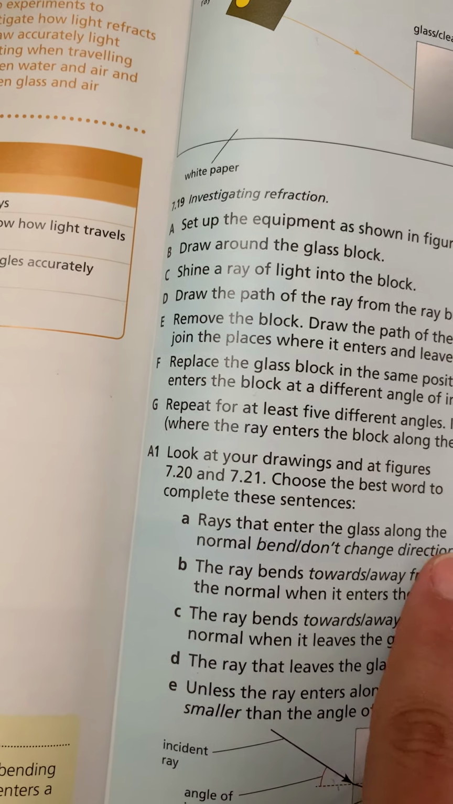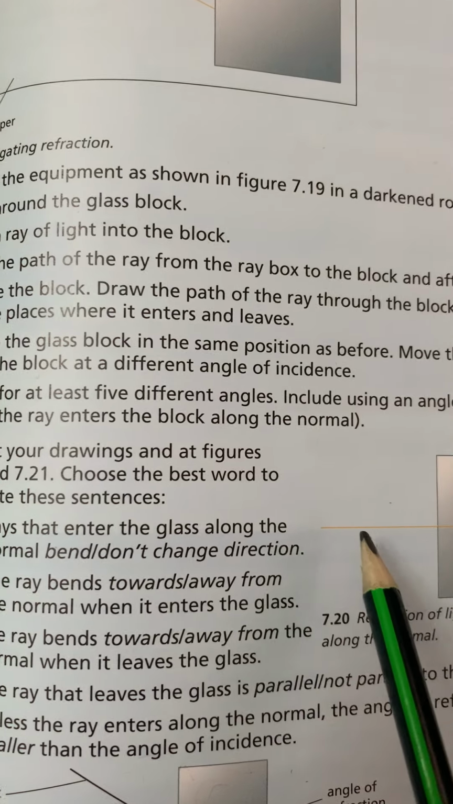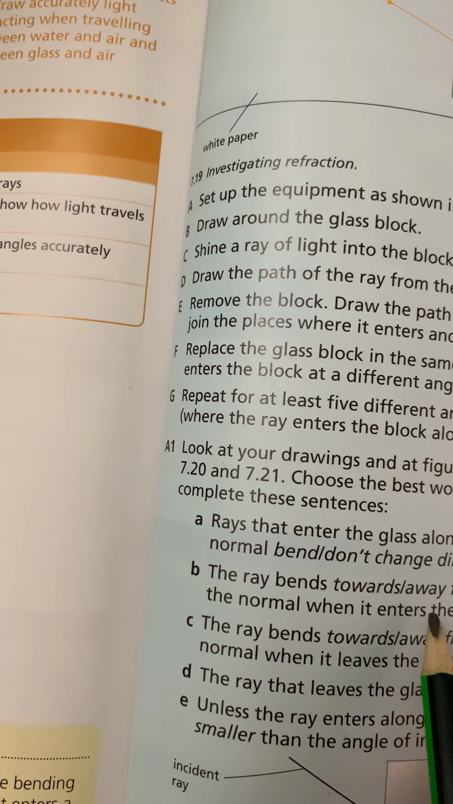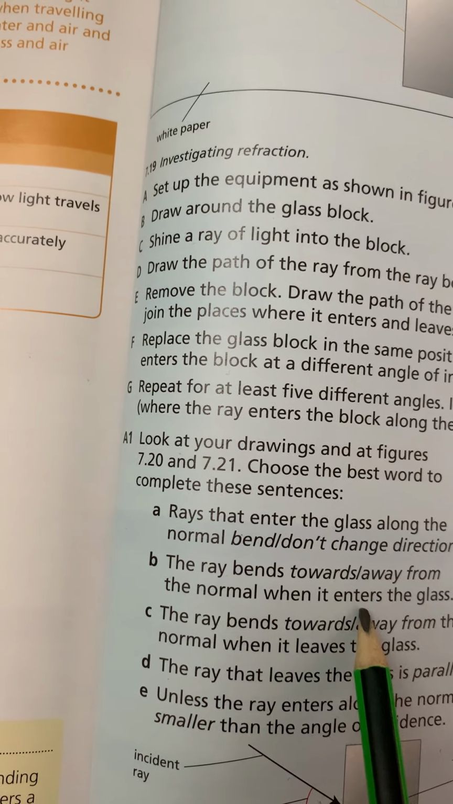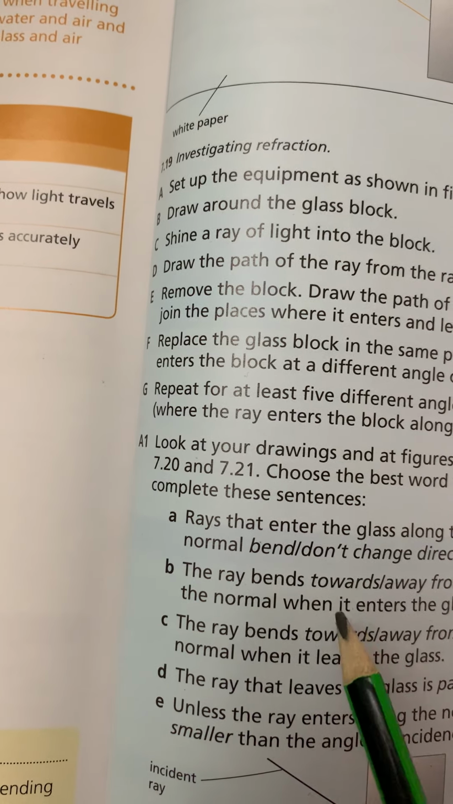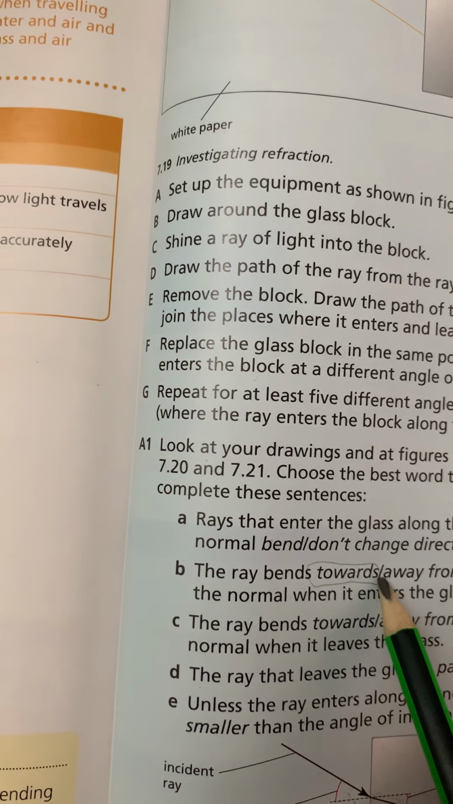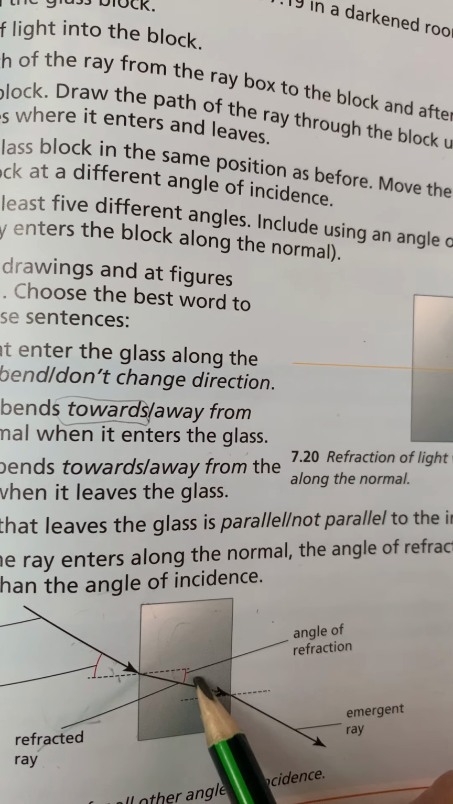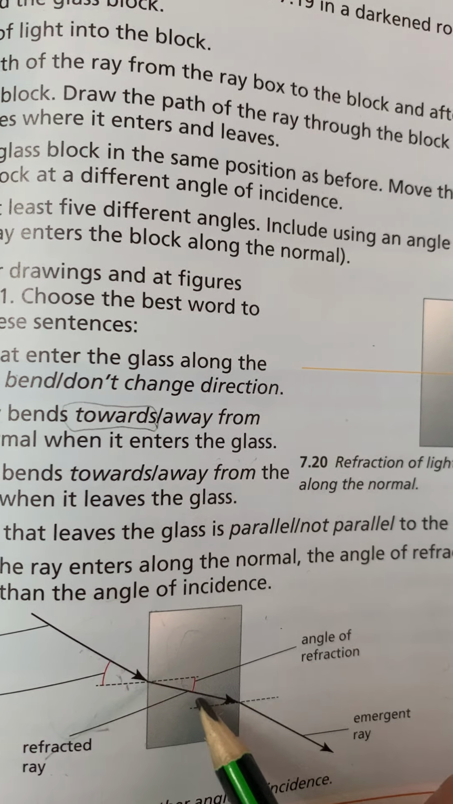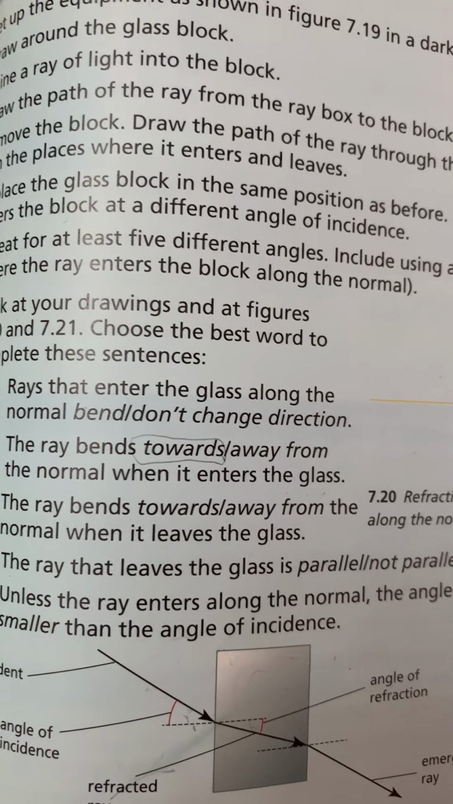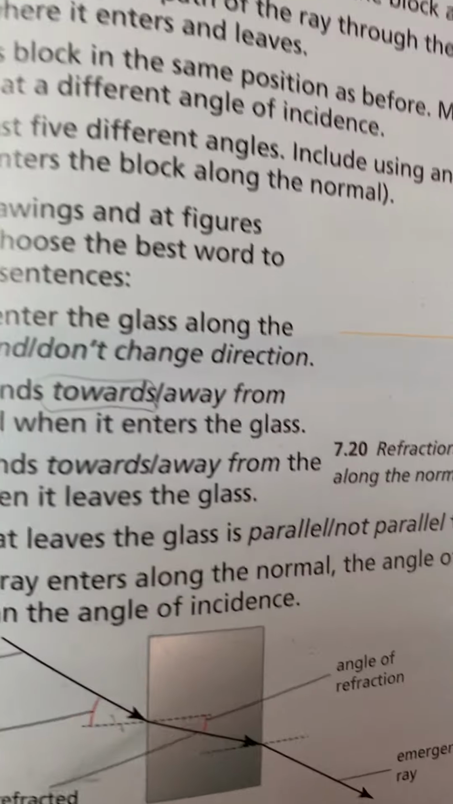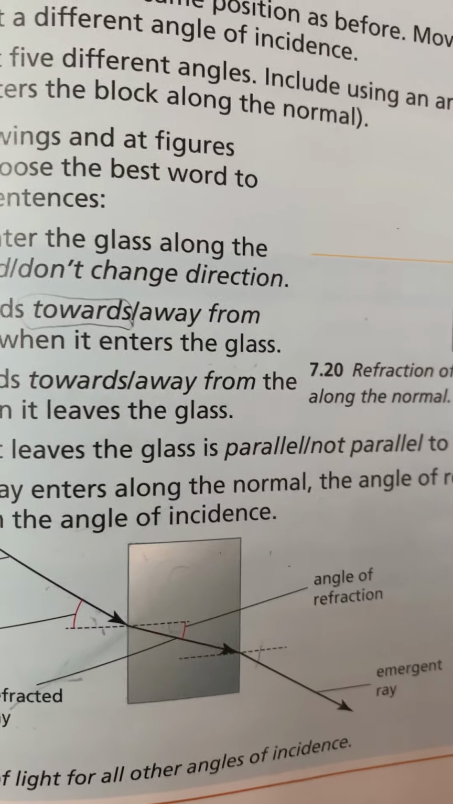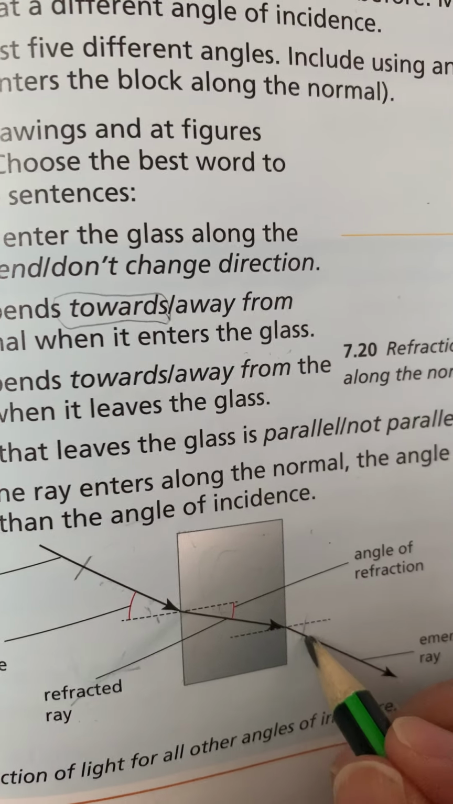Rays that enter the glass along the normal line do not bend. This one will not bend, it will continue its path. The ray bends toward or away from the normal line. When it enters the glass, it will bend toward. As you can see here, the angle is smaller, so it will bend toward the normal line. The refracted ray will be near the normal line when it enters the glass. When it leaves the glass, it will bend away from the normal line, and this ray will be parallel to that ray.